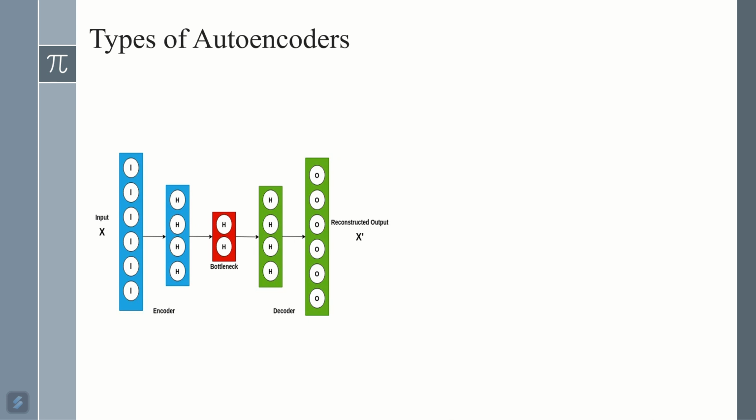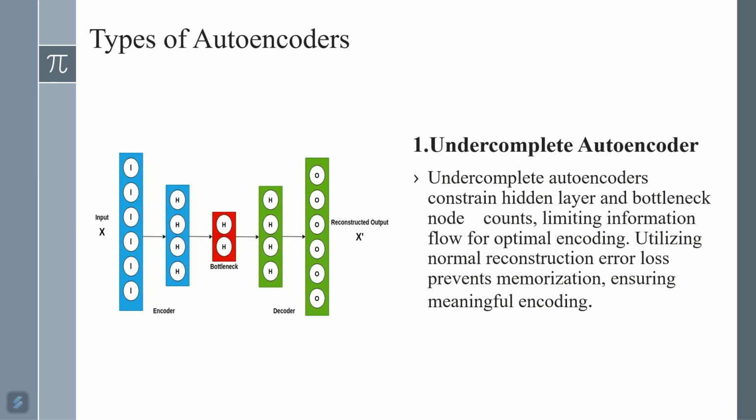So next, types of autoencoders. The first type of autoencoder is the undercomplete autoencoder. Undercomplete autoencoders are like strict teachers who don't let you use cheat sheets. They impose strict limits on how much information can pass through. Picture it this way: imagine a funnel that's narrower at the bottom than at the top. That's how the hidden layer and the bottleneck node counts are constrained in undercomplete autoencoders. This restriction ensures that only the most important information gets through.